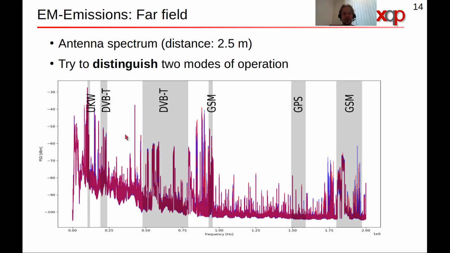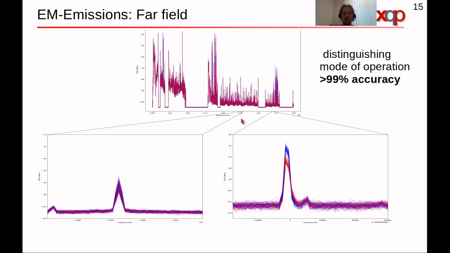So in the spectrum we have lots of classical communication going on in the background. If we remove these parts of the classical communication and zoom in on some parts of the spectrum, we are able to distinguish these 2 modes of operation reliably and consistently, where we again also have a test dataset, of course, with more than 99% accuracy.